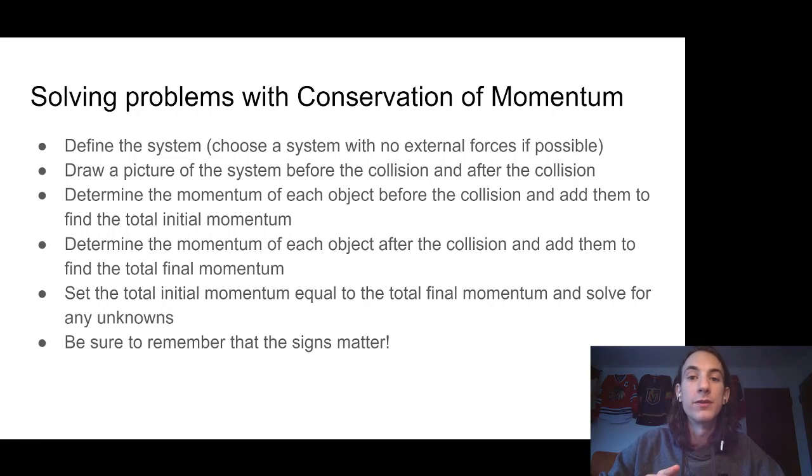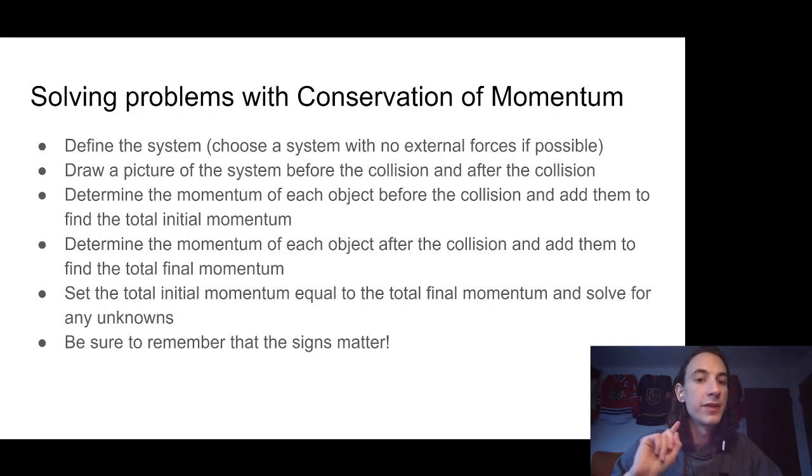Then we can determine the momentum of each object before the collision and add them to find the total initial momentum. So the initial momentum, this conserved quantity, is made up of the total momentum of all of our objects. If we have two objects, we find the momentum of one and the momentum of the other, add them up, and that'll be our total momentum. Then do the same thing later: determine the momentum of each object after the collision and add them to find the total final momentum. We know that if there are no external forces, the total initial momentum has to equal the total final momentum, and then we can use this equality to solve for any unknowns.